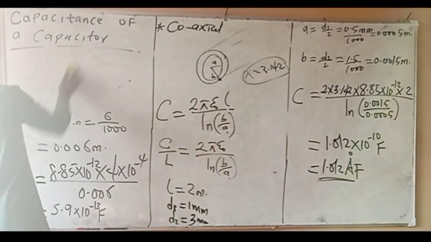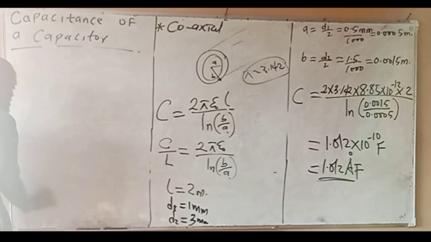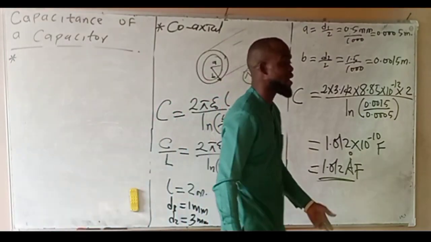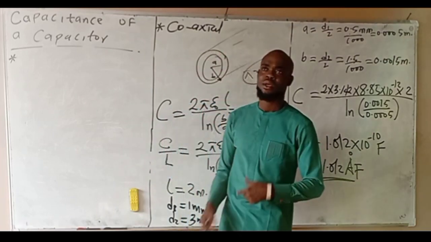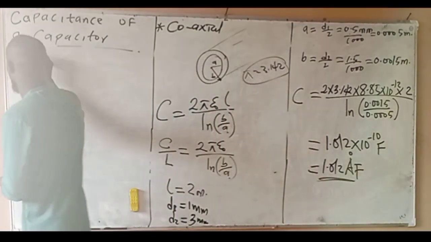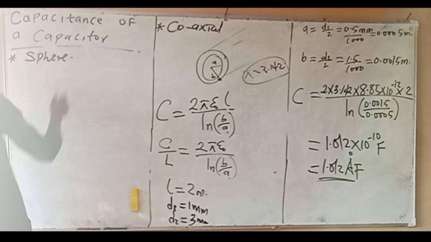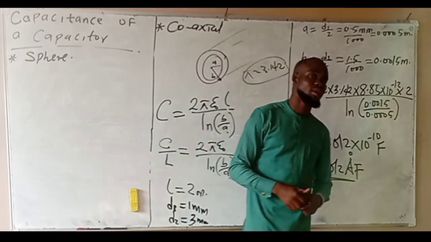Now let's move to how to calculate the capacitance of the third one. The third type of capacitor is a spherical capacitor, or concentric sphere capacitor. That is the next one we are going to look at now.